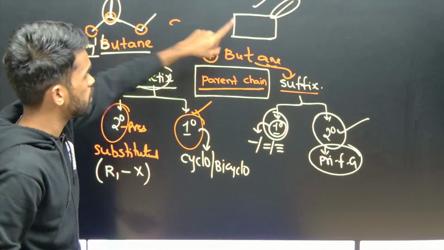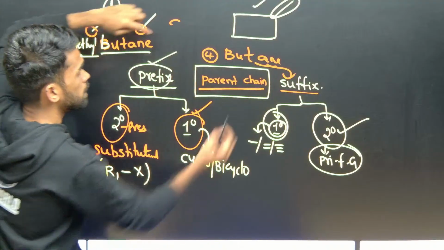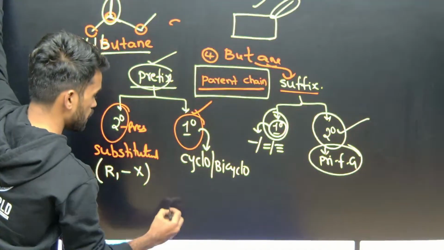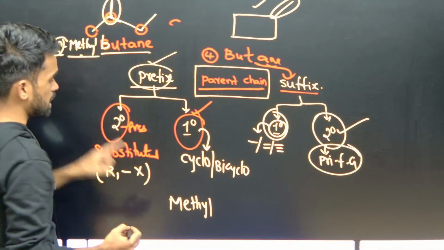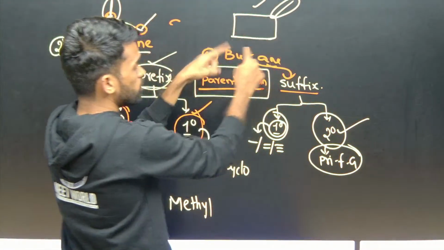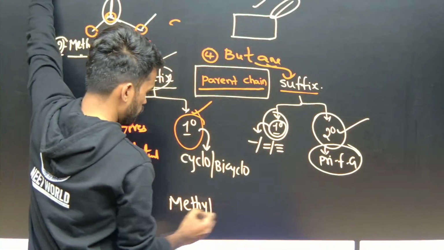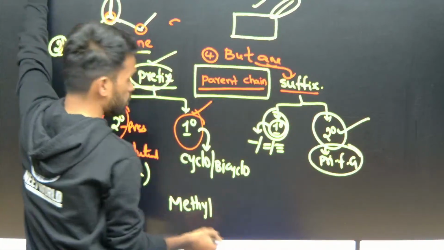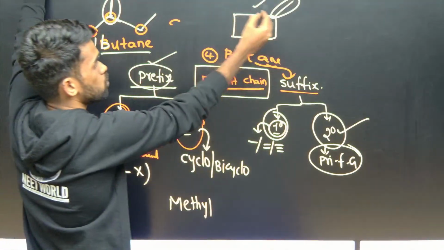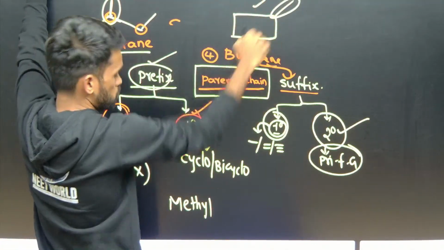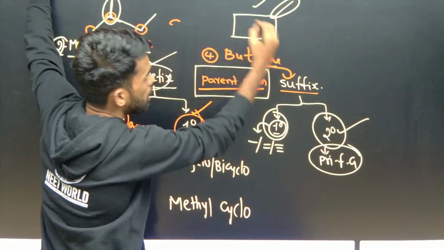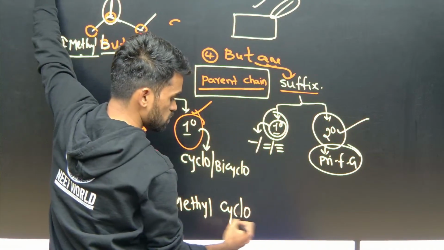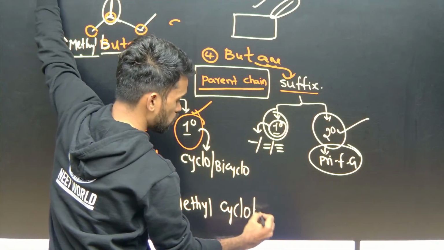Now what is the name of this compound, you just tell me. It is having a substituent, so you can write methyl, which is a substituent, and this is a compound which is cyclic. What is the position of methyl? See, 1 methyl or 2 methyl, like that we can write, but since only one group is substituted, you can write methyl, cyclo. The ring is indicated by cyclo, so cyclobutane.